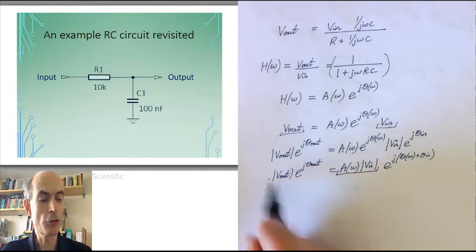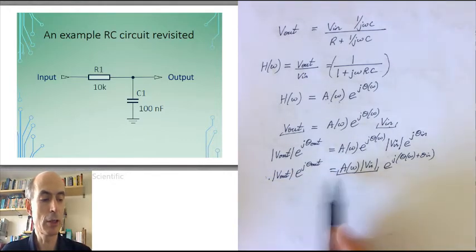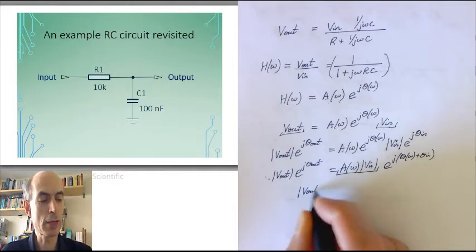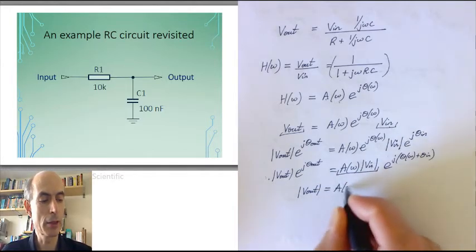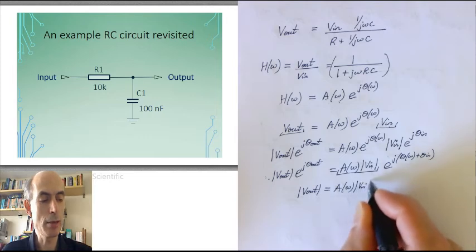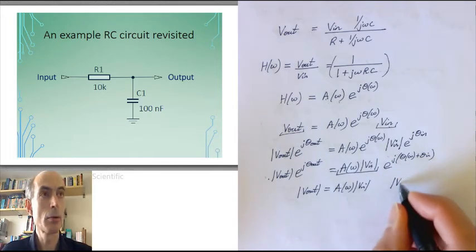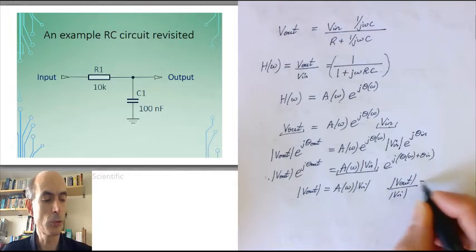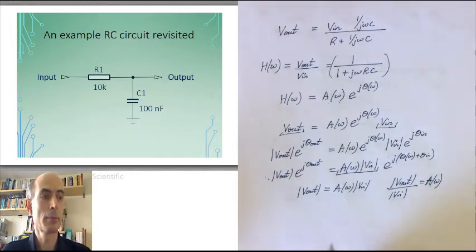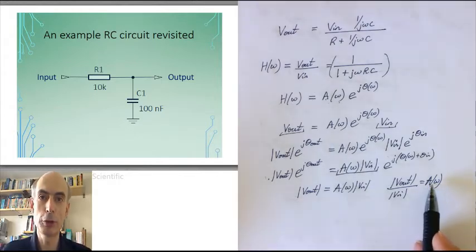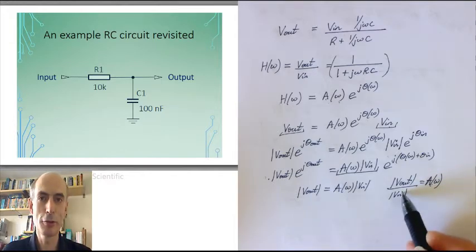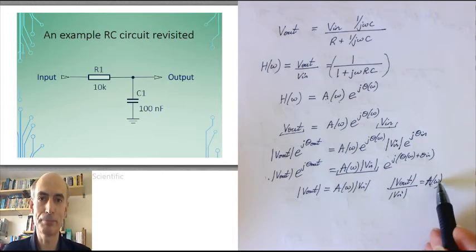Comparing the magnitude of the left-hand side to the magnitude of the right-hand side, we can see that the modulus of V out equals A of omega times the modulus of V in, or in other words, modulus of V out divided by the modulus of V in equals A of omega. A is, in other words, the amplitude response. It's the ratio of the magnitude of the output to the magnitude of the input as a function of frequency.